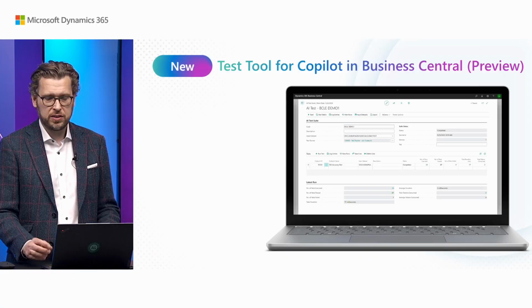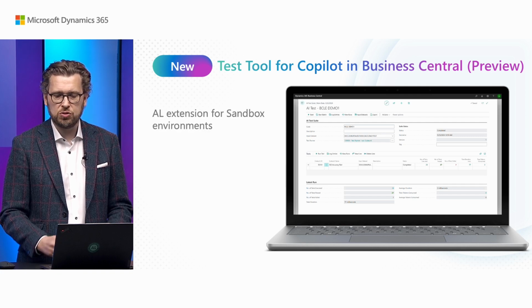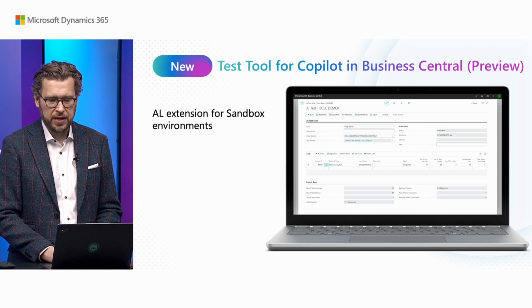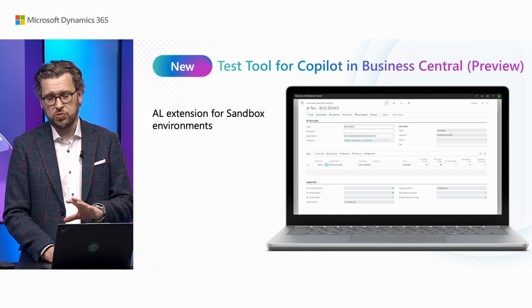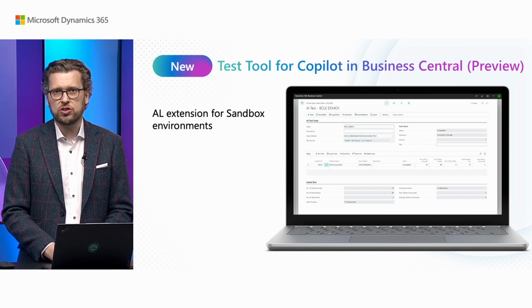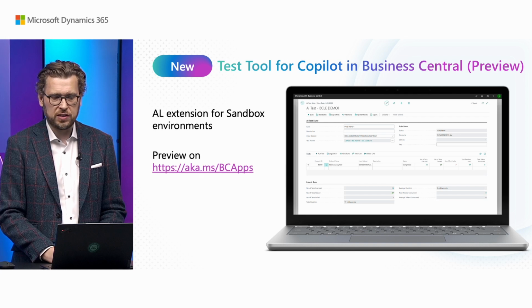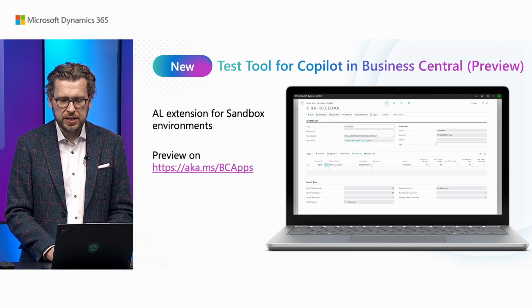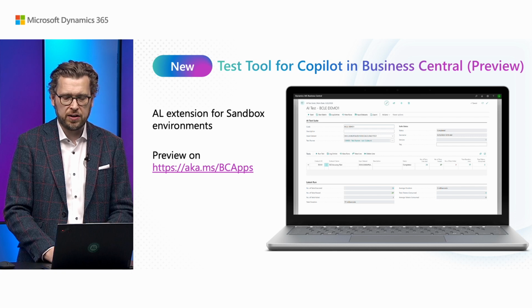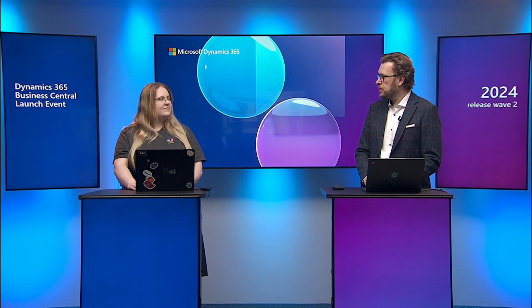So in this release, we are introducing the Copilot Test Toolkit in preview, which allows you to test Copilot features in an efficient way, including managing test suites, datasets, and data-driven testing. It's an AL extension that can be installed in a sandbox environment, and you can find the source for this in our BC Apps repo on aka.ms/BCApps under the AI Test Toolkit folder. And Julia, can you tell us more about what partners can do with that toolkit?